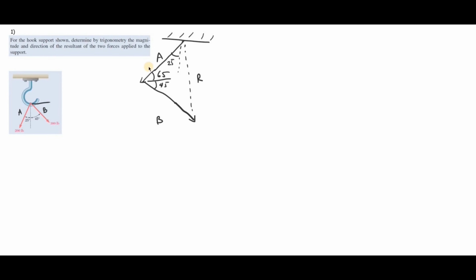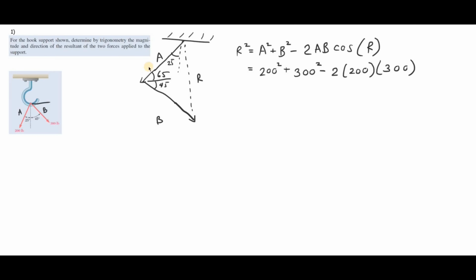So now we can solve for the vector R using the law of cosines. So we know that R squared is equal to A squared plus B squared minus 2AB cosine R. A is 200 squared plus B is 300 squared minus 200 times 300 times cosine of R.